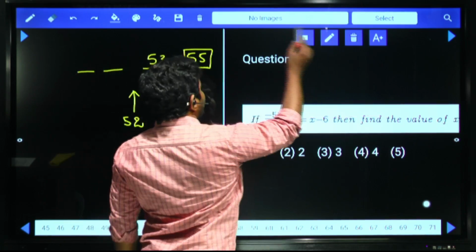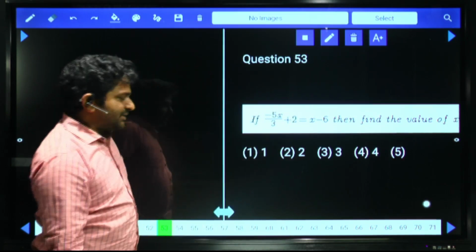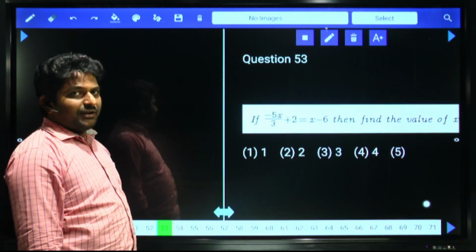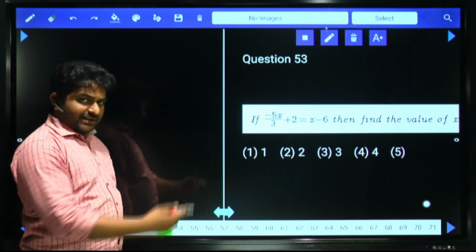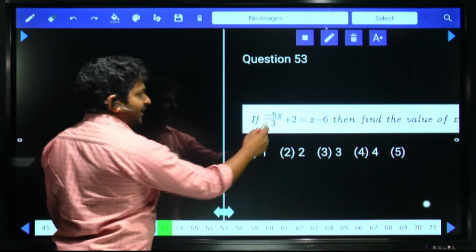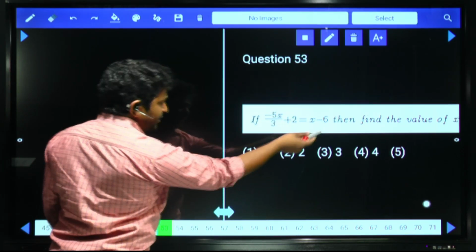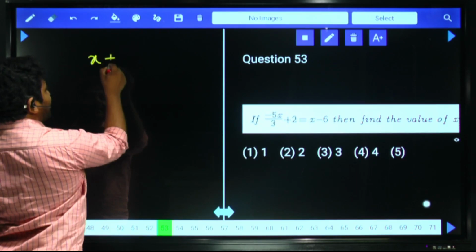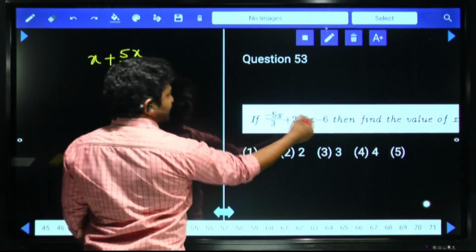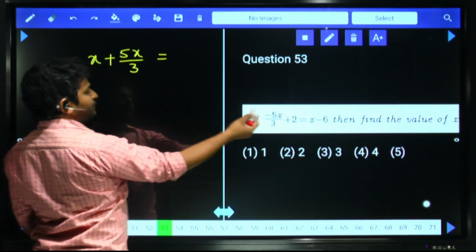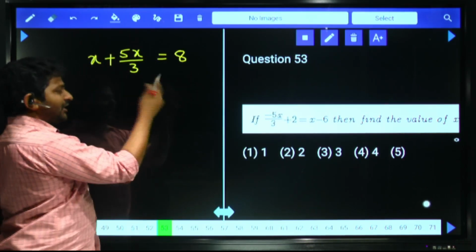Next, minus 5x by 3 plus 2 is equal to x minus 6. Then find the value of x. What is the value of x? Now here, one is the equation solving method. Take minus 5x by 3 to the right hand side. That will be x plus 5x by 3. Take minus 6 to the left hand side. That is equal to 2 plus 6, that is equal to 8. Solve the equation and get the answer.